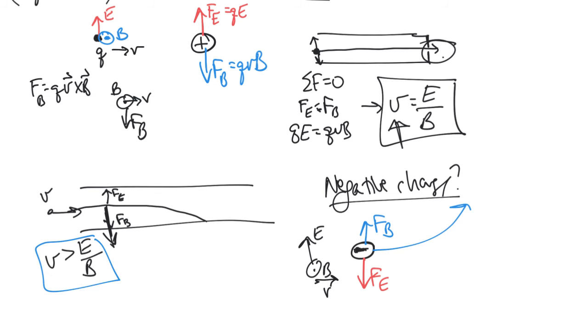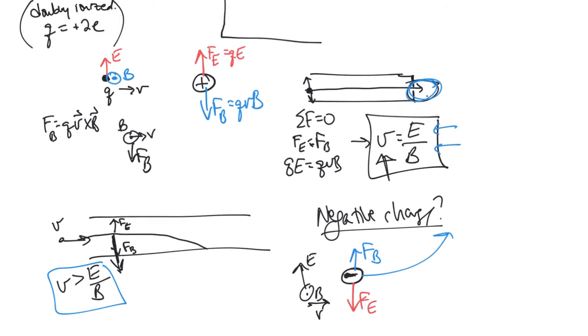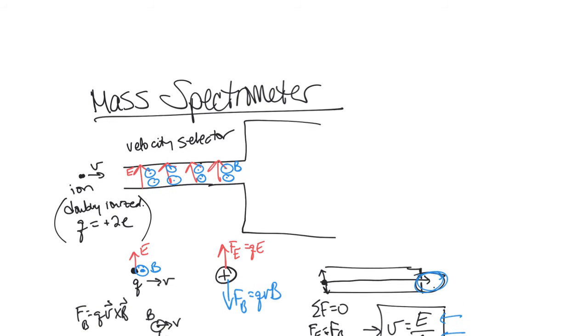Okay, so that's the velocity selector, is that we dial in these E's and B's so that we know exactly what velocity that thing has coming out here. So we know that velocity.